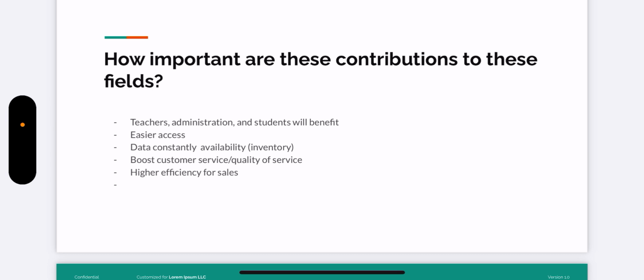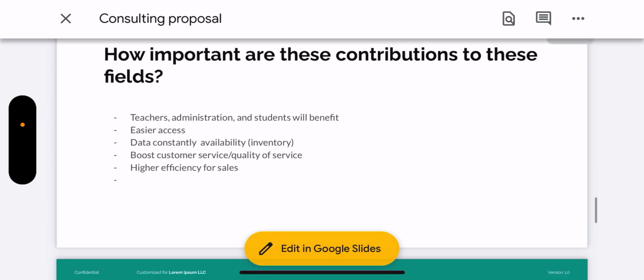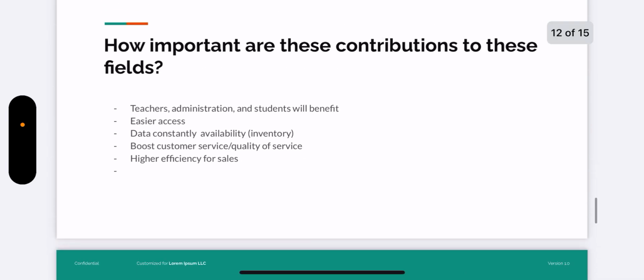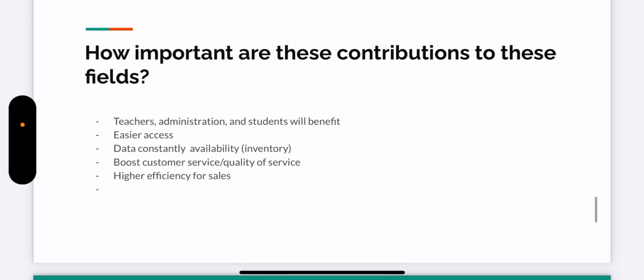And for production, it's going to allow them to have data constantly available, and that's also going to boost customer service and quality of service. Individuals will be able to see in real time what cars are available, what cars aren't, or if they need a specific part. And for nonprofits, I found it to be higher in efficiency for their sales because they're dealing with a limited budget, so there are certain things they're able to save on, or save a couple extra bucks, that will benefit them.